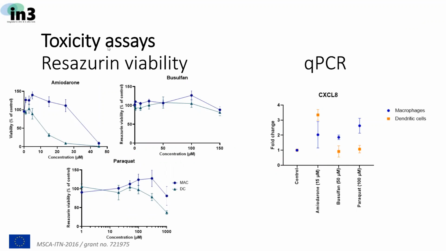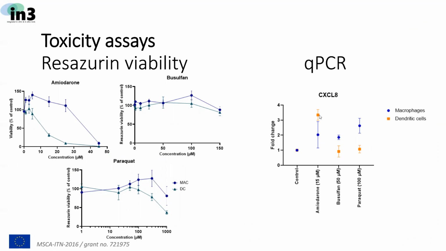We did some toxicity assays for the N3 chemicals. So these are 24-hour Resazurin exposures for amiodarone, busulfan, and paraquat. The dendritic cells show more toxicity for amiodarone and paraquat, and busulfan didn't have much effect on either cell type at the tested concentrations. This was somewhat verified with PCRs.